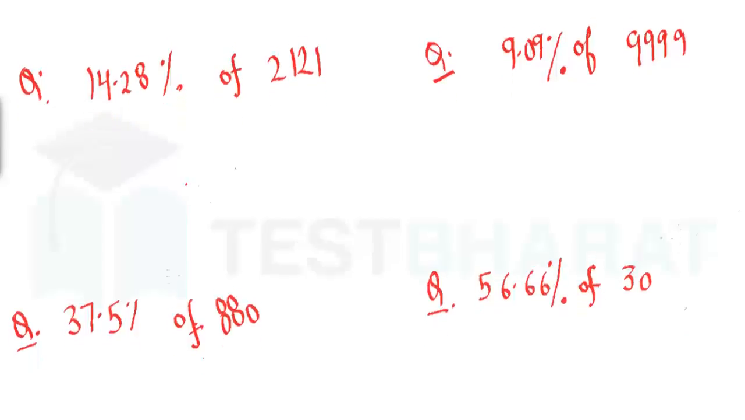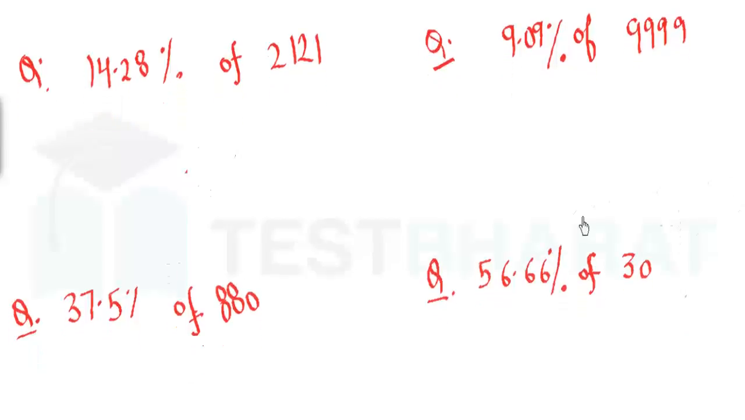Now I will urge you to pause this video and solve these questions by your method, whatever method you use to calculate percentages, and then we will come back and we will tell you how to calculate these questions effectively in 20 or 30 seconds using fractions. Okay, now 14.28% of 2121, so that is the way.